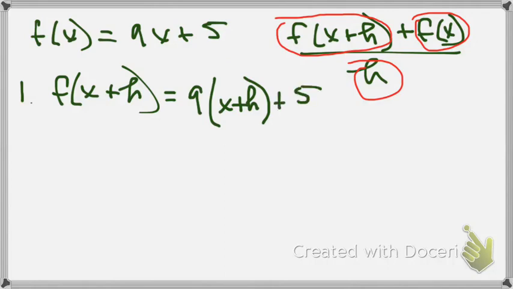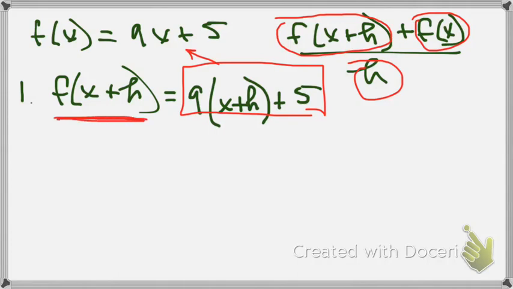plus 5. Okay, and we'll stop there for a minute just so we can make sure you see where this came from. Take our original equation, 9x plus 5. And what this function says, whenever you see an x in the original equation, the 9x plus 5, put whatever is in the parentheses in place of the x. So see how I did that? Took the parentheses x plus h. Wherever I saw an x in that top equation, I put x plus h in there. Okay, now we distribute. 9x plus 9h plus 5. So that is my f of x plus h.